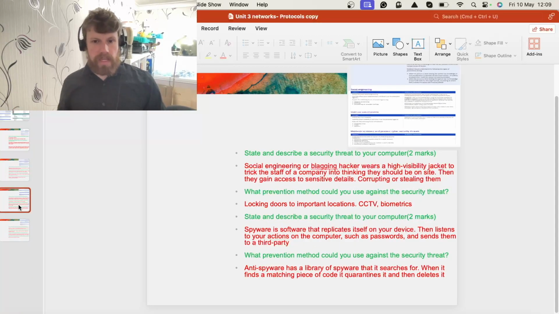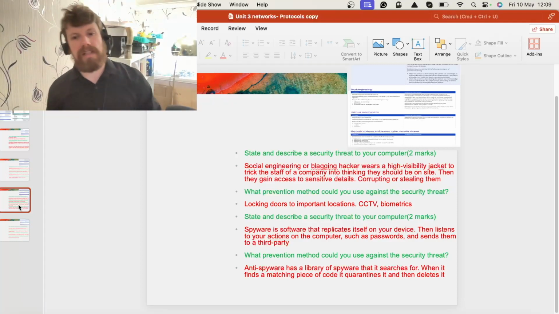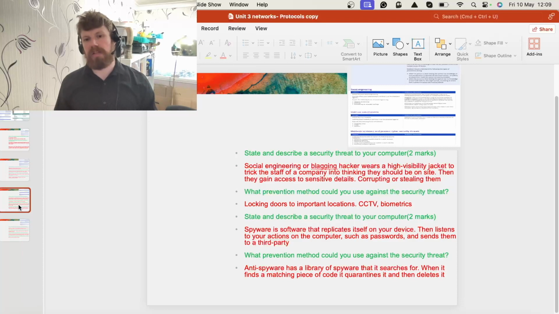The next one is to do with social engineering or blagging. This is where a hacker may, for example, wear a high visibility jacket. The idea is it's trying to trick the staff of a company into thinking they should be on your site. What they then do is they can gain access to sensitive details by going onto a computer, corrupting and then stealing them.